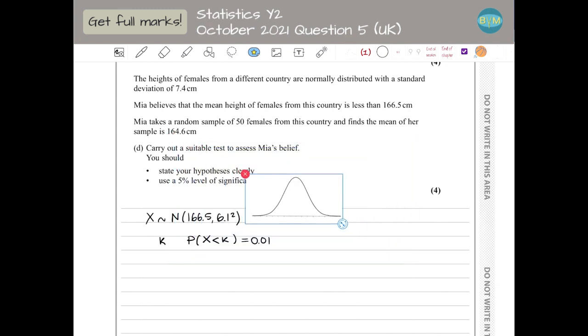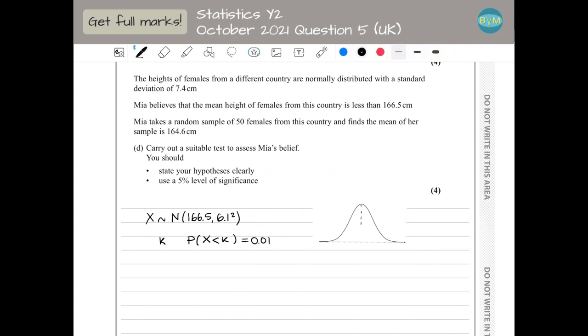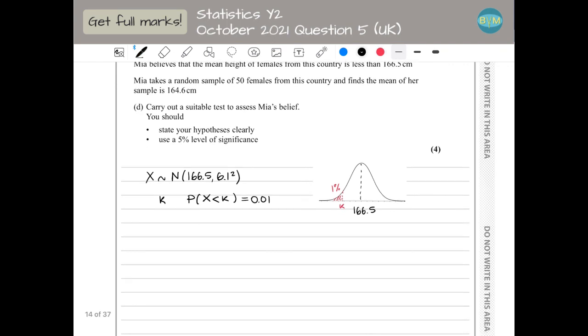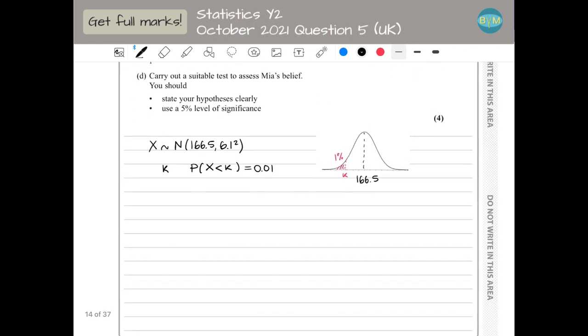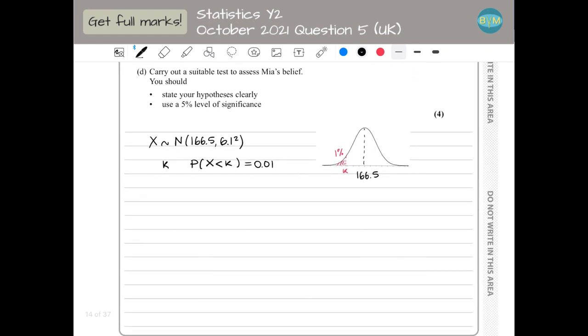So if we have our normal distribution, the mean in this example is 166.5. And we need to find a value somewhere here where this area is 1% or 0.01. So this is our k. So what we are going to do to find that value, because it's 2 marks, we need to do some working out. You cannot go straight to the calculator and use the inverse normal, because that would be just 1 mark. If they are giving you 2 marks, you have to do some working out.